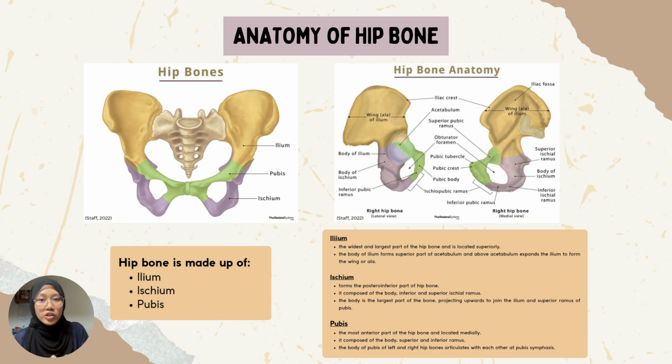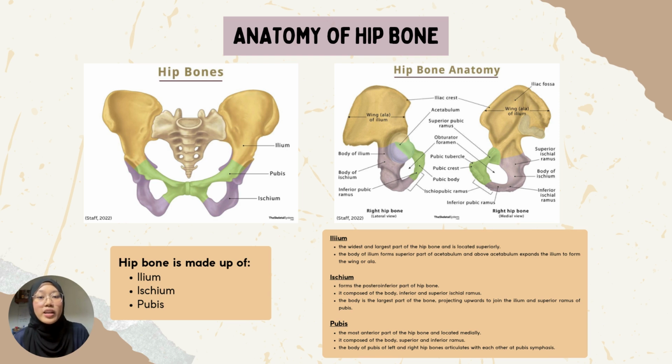Next is the ischium. It is found posteroinferiorly. It forms the lower and the back part of the hip bone. It also consists of the body and the inferior and the superior ischial rami. The body part of the ischium is the largest part of the bone that projects upwards to join the ilium and the superior ramus of the pubis.